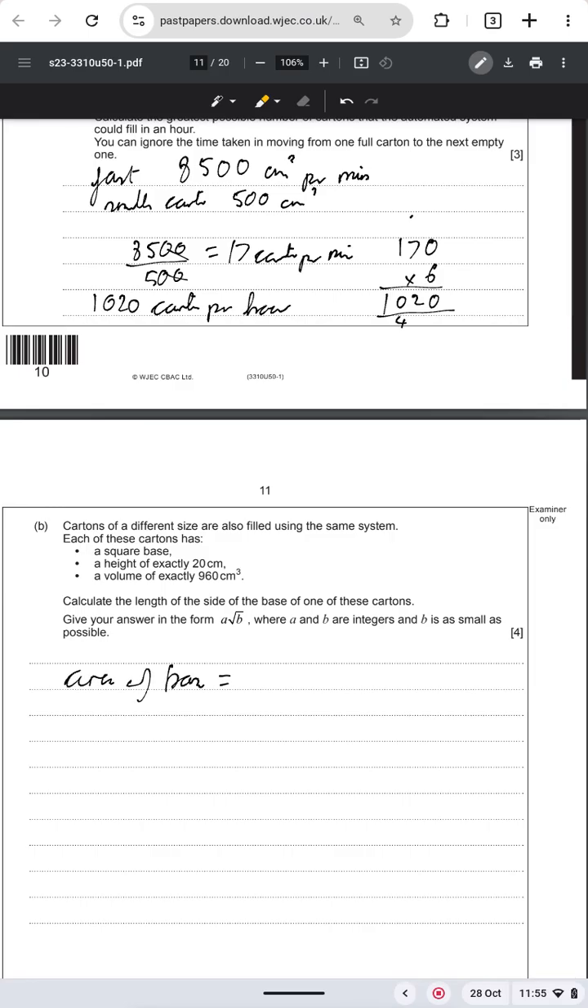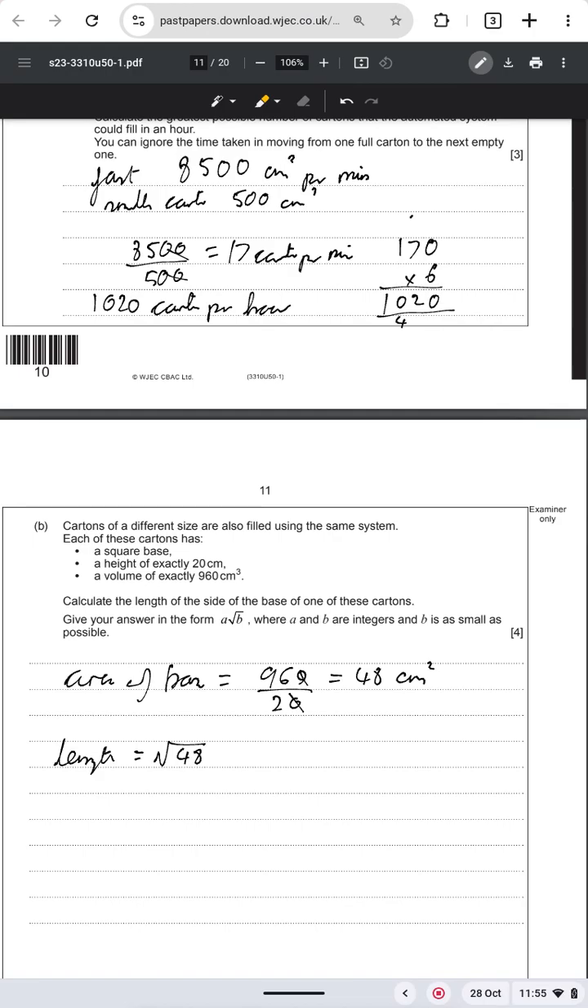So this is going to be equal to 960 divided by 20. So we can cancel those two zeros. 2 goes into 96 48 times. So the base is 48 centimetres squared. And because it's a square base, the length can be expressed as the square root of 48, which is a number just less than 7.